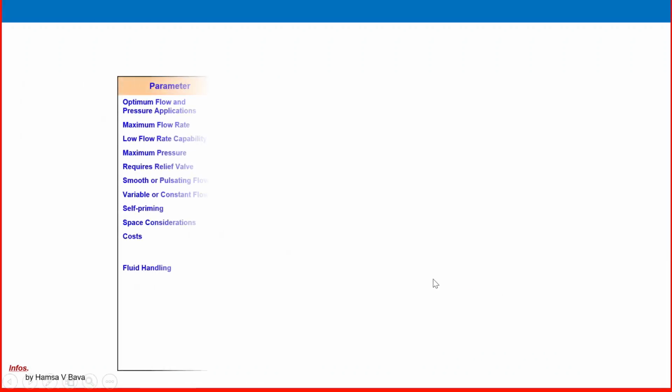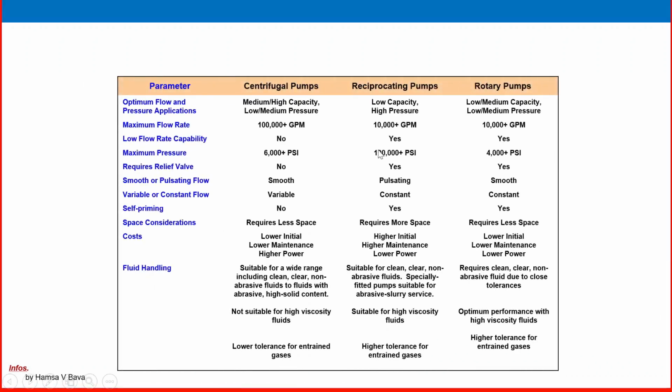We will discuss in general the applications and other conditions of centrifugal pump, reciprocating pump and rotary pump. The first parameter is optimum flow and pressure application. Centrifugal pump is medium and high capacity, low and medium pressure. Reciprocating pump is low capacity, high pressure. Rotary pump, low and medium capacity, low and medium pressure. Then maximum flow rate.